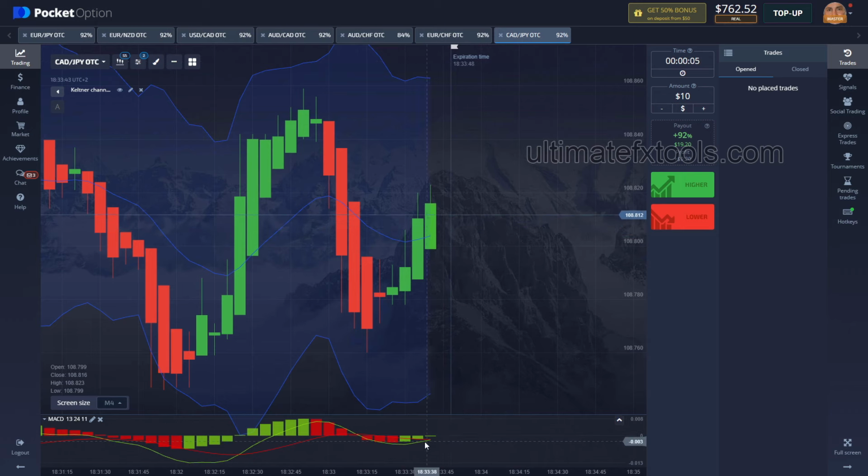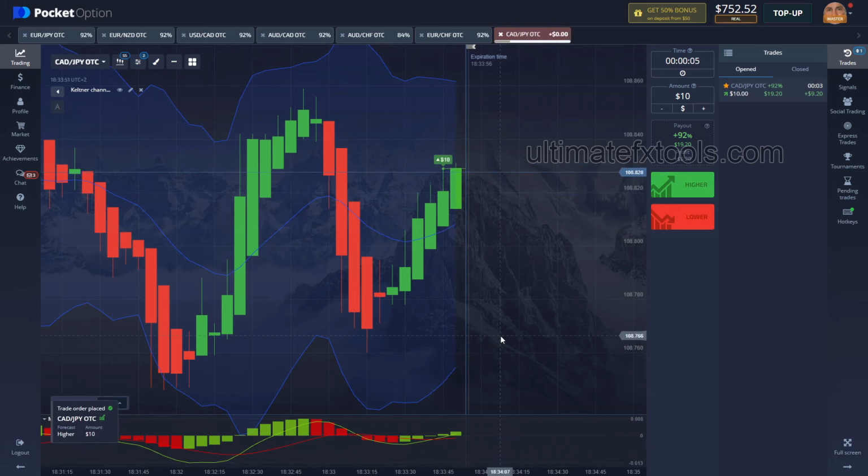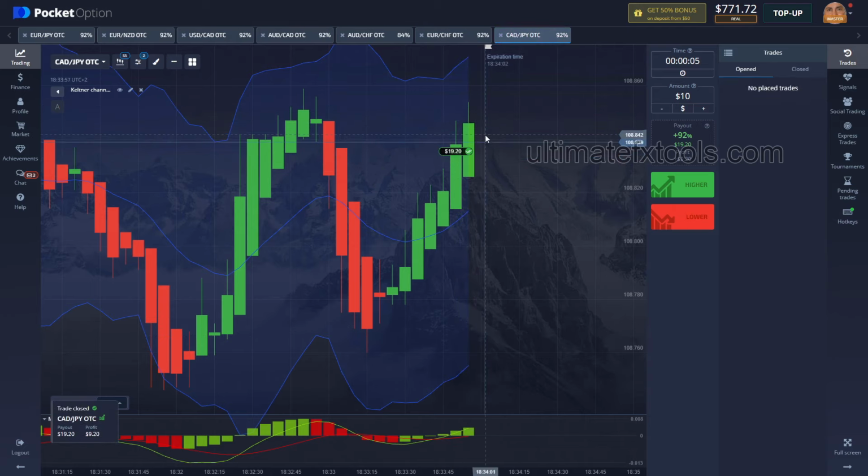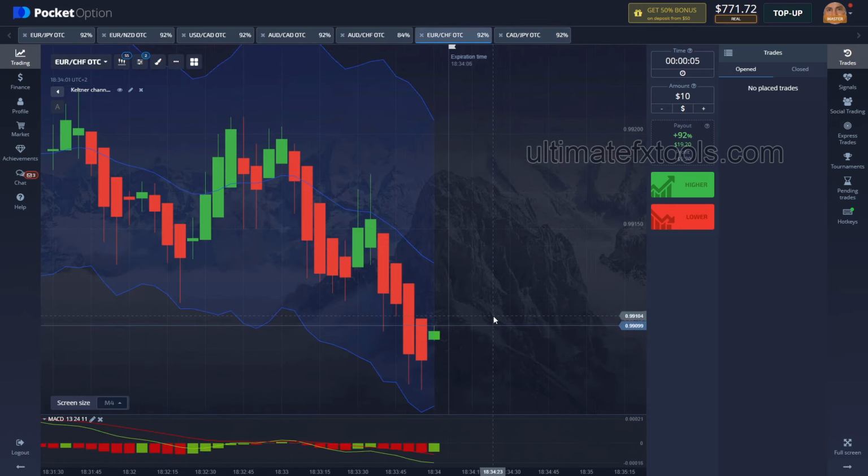Please take a look here. The CAD JPY has good uptrend momentum. The MACD crosses the two lines that make the trend go up. Let's trade for higher. Okay, we got our profit. As you can see, it is simple and easy.